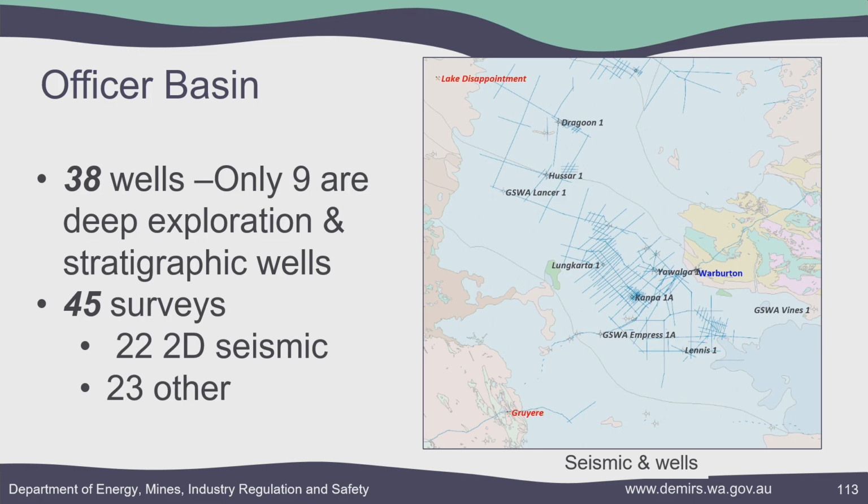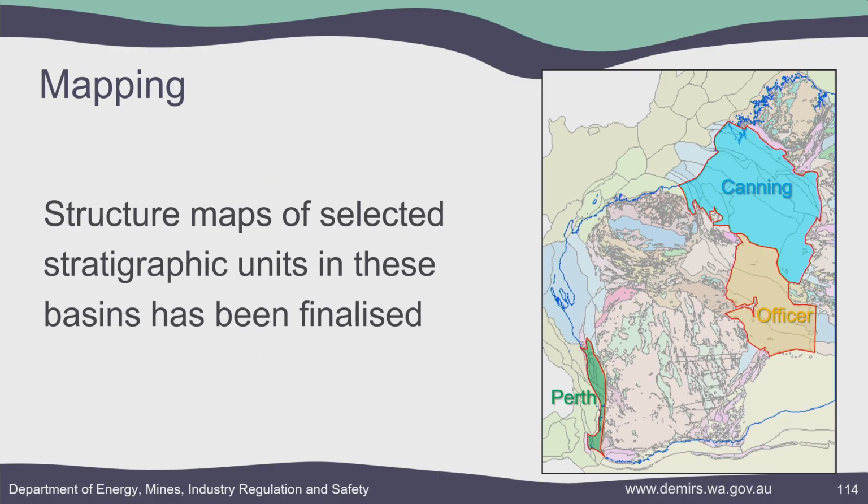Officer Basin, very little data. 2D surveys, 22 of them, and only 9 wells that are worth talking about in terms of correlating the stratigraphy with the seismic. All right, so now what I'll do is I'll just cycle through the basins that we've completed, some of the mapping, again in a clockwise direction starting from the Perth Basin.